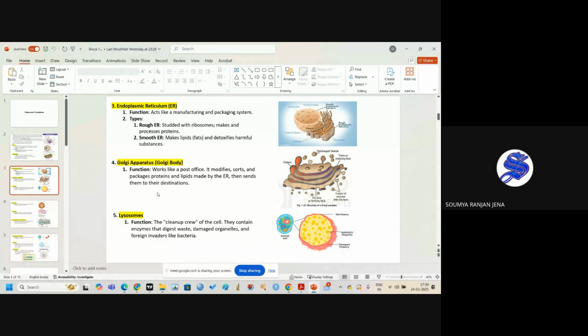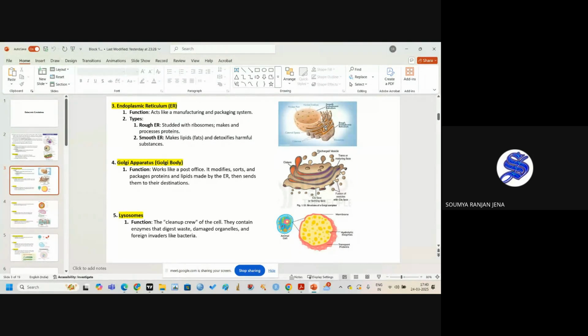Then the third subcellular organelle is the endoplasmic reticulum. What is the function of the endoplasmic reticulum? The endoplasmic reticulum is a manufacturing and packaging system of protein. After synthesis of protein in the cytoplasm, the protein is transported into the endoplasmic reticulum for folding. After folding, the protein is then manufactured and packaged inside the endoplasmic reticulum.